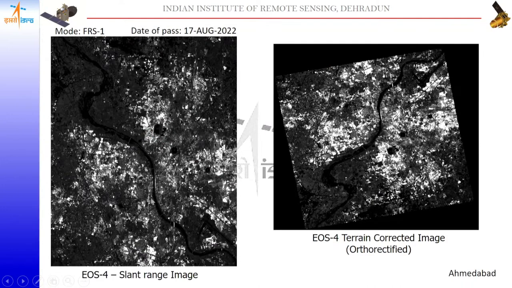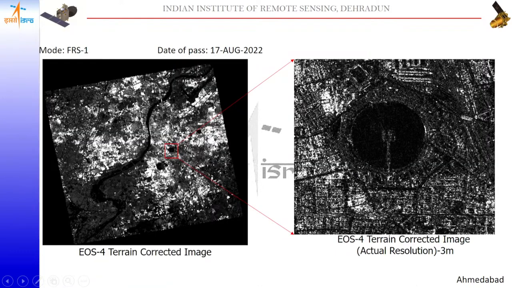And this is the Ahmedabad region. This is the full image, and this is the terrain corrected image, and this portion is called Kankaria Lake. So this is a lake, and these are the urban settlements. Okay, so these are some of the SAR products of EOS-4.